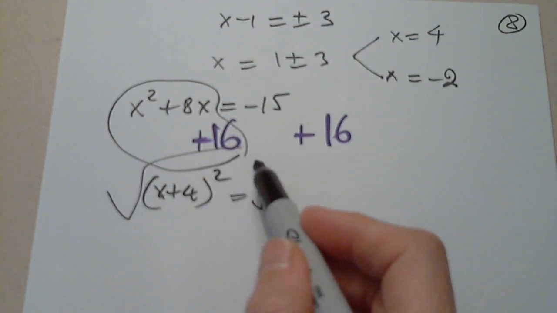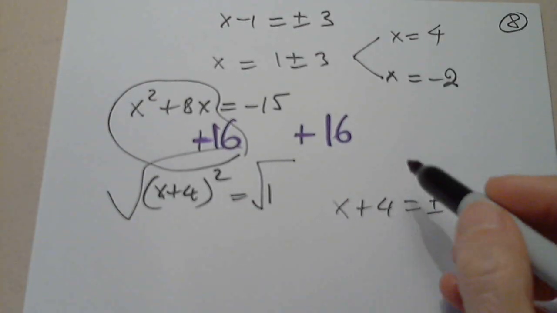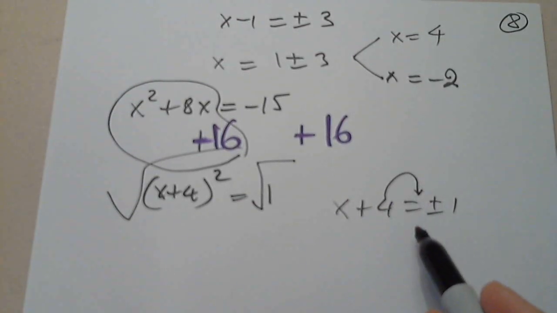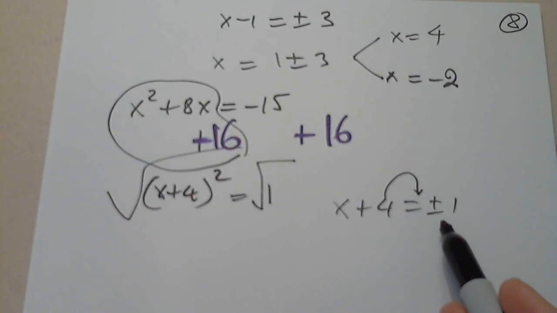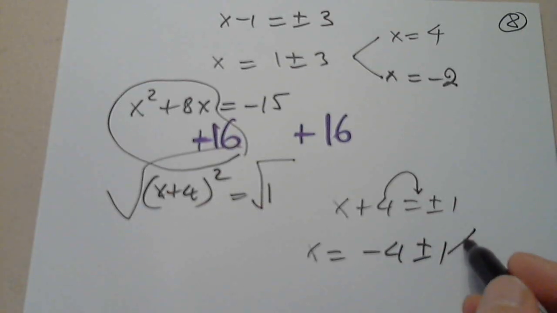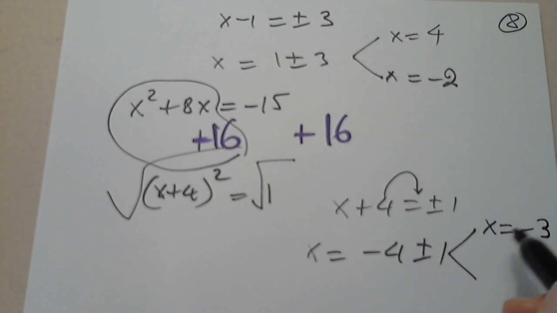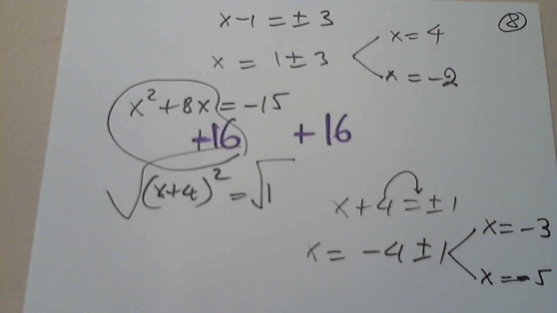So now we take the square root and we have x plus 4 equals plus or minus 1. We have to squeeze 4 between the equal symbol and the plus or minus. So x equals negative 4 plus or minus 1, and we have to separate it into negative 3 and negative 5. Very good. Any questions?